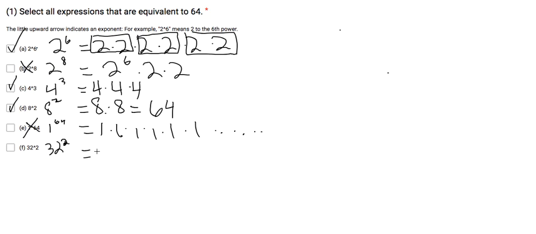32 to the 2nd power is like saying 32 times 32. And we know 32 times 2 is 64, but 32 times 32 is going to get us a much bigger number here. So we know our answers here are A, C, and D.